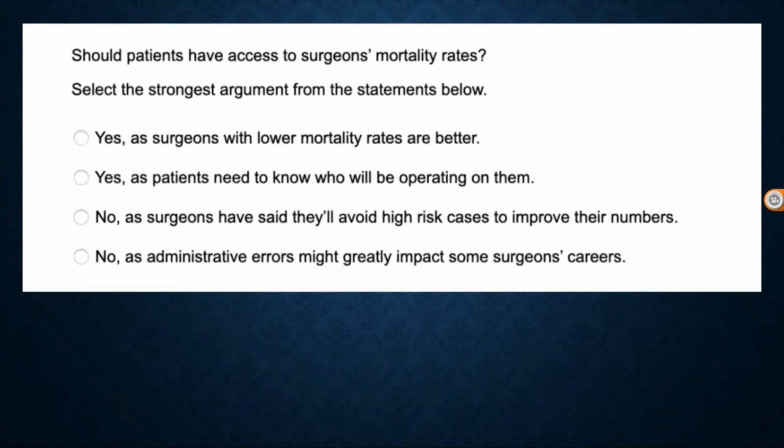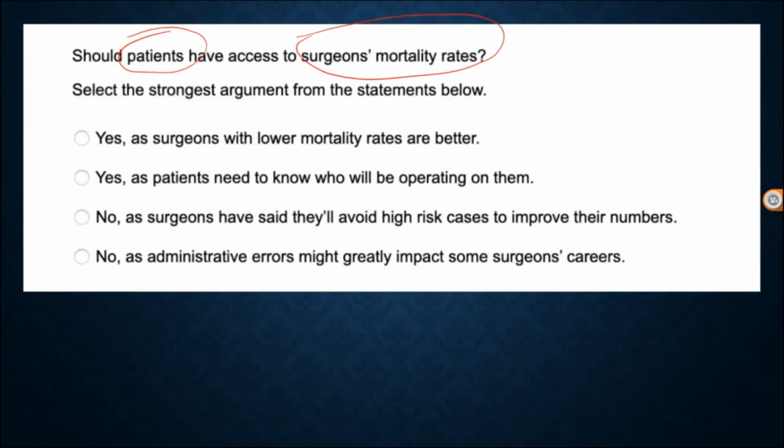Second one states, yes, as patients need to know who will be operating on them. Third one states, yes and no, as surgeons have said they will avoid high-risk cases to improve their numbers. And the last one says no, as administrative errors might greatly impact on some surgeons' careers. The keywords from this example would be patients and surgeons' mortality rates.